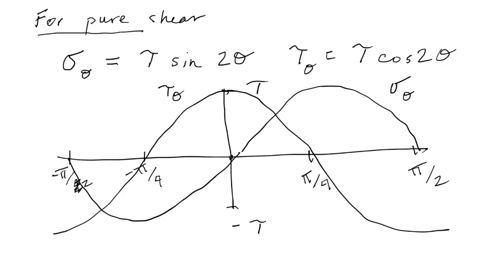At theta equals 0 degrees, there's no normal stress. It's all shear. But notice as we rotate pi over 4, this is a key point, at plus or minus pi over 4, there's no shear stress, and everything now is normal stress. Okay, so the maximum shear stress occurs at theta equals 0, but the maximum normal stress occurs at pi over 4.